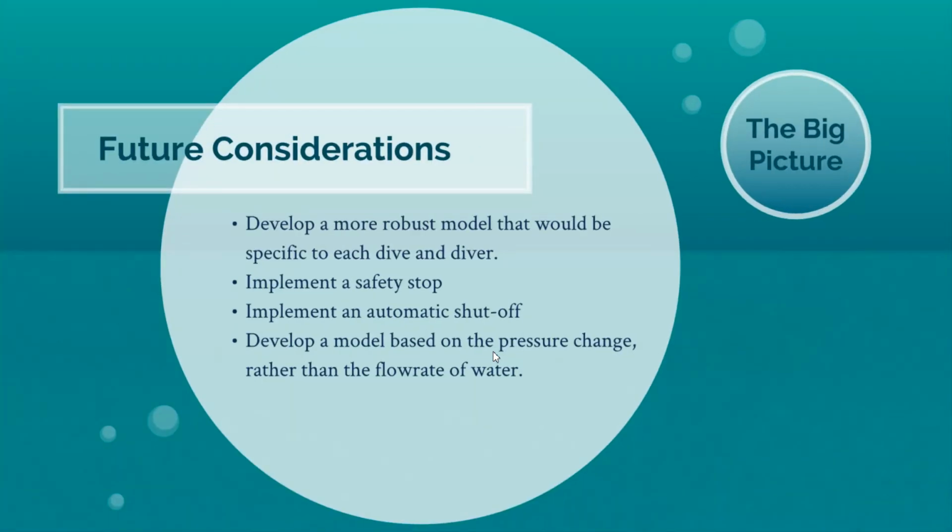So this is more of a start for us. If we had more time, more resources, we would make a more robust model so that we could implement a safety stop. Occasionally divers need to just take a break in their ascension so that they can do so safely. We would do an automatic shutoff at the surface, so the pressure, when it reads atmospheric, would automatically cause the system to come to a halt so that the actuator doesn't just keep running. And lastly, we would model the displacement of the diver based on pressure change. So we don't have to use a flow meter or anything like that, so you don't have so much equipment.